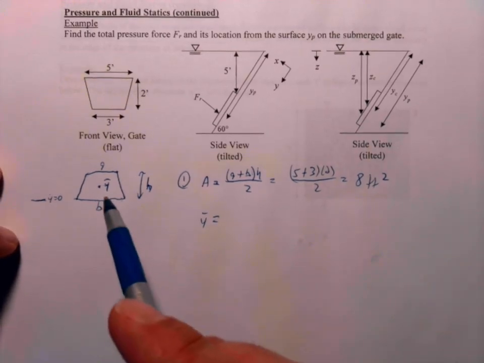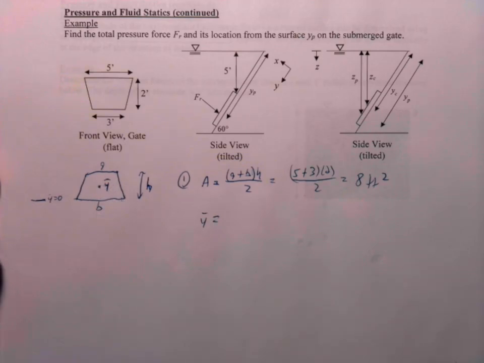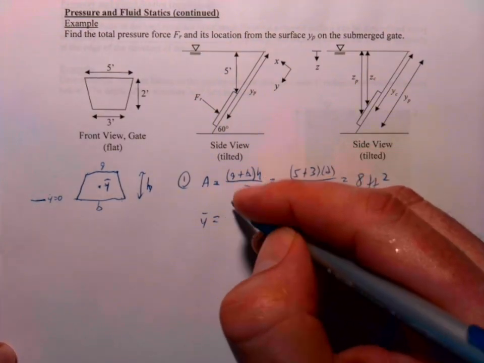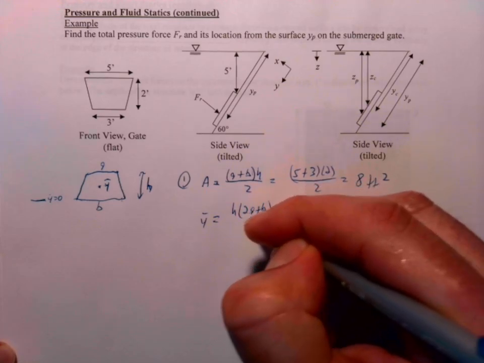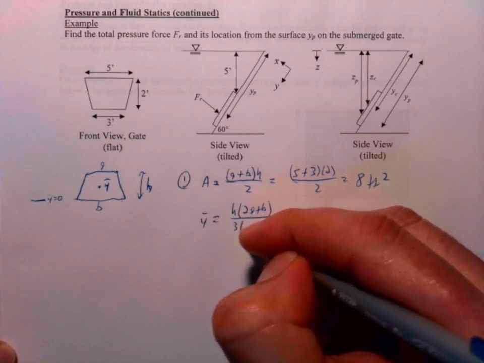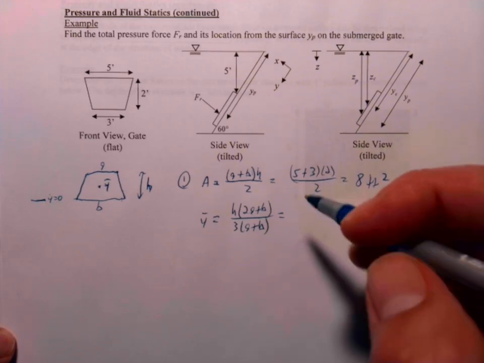The location of the centroid, y bar, in a trapezoid. So for a rectangle or a circle, something symmetric, it's usually pretty easy to figure out where the middle is. When it's not symmetric like this, it's harder. And so the formula for this shape is h times (2a plus b) over 3 times (a plus b). If you don't have a table that you can use for the geometry, then you will have to derive this with some calculus. And that's the sort of thing you might do in a statics class, but we're not going to do any of that here in the interest of time.